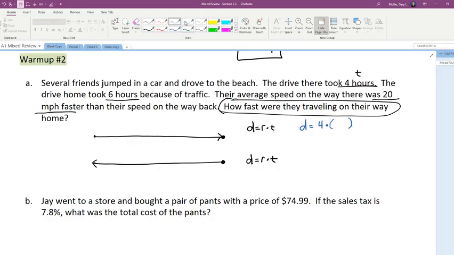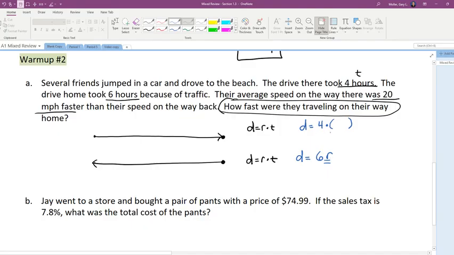And then I'm going to come down and look at the other one, and I have a distance equals, this one took 6 hours, and I don't know the rate. But if you remember the question, how fast were they traveling? So that's the one I want to know. I want to know what this is, so let's call this R. So when I solve for R, I'll have my answer. So distance equals 6 times R.